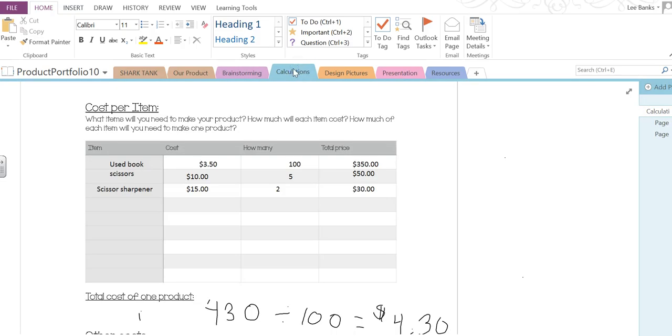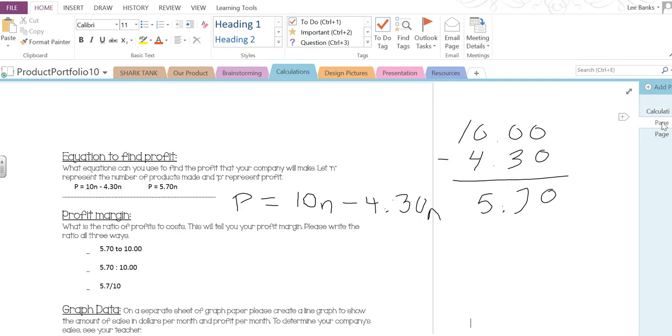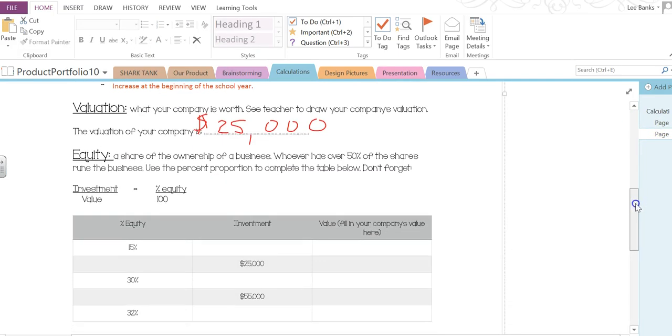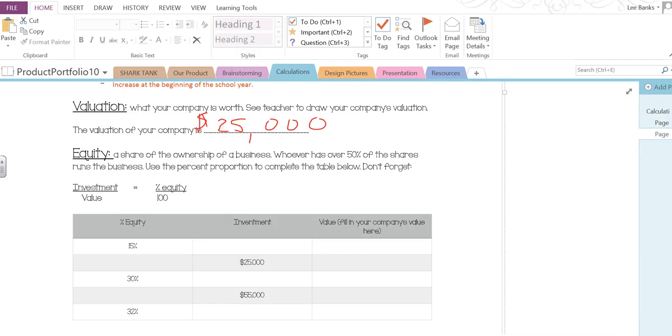The calculation page is where students organized all their math work. On these pages, I did allow students to use calculators, so to improve upon this section, I would probably embed an online calculator. This would save the students from having to click back and forth between the online tool they were using and the OneNote notebook.